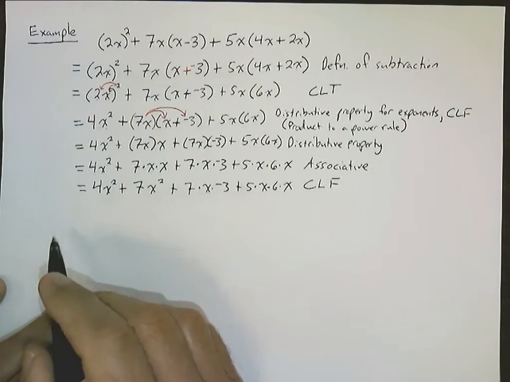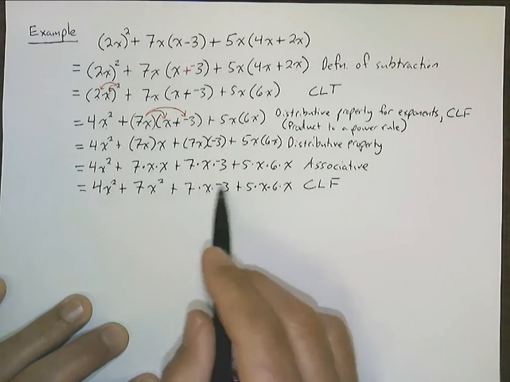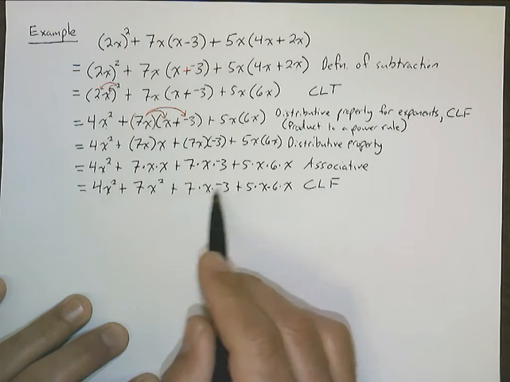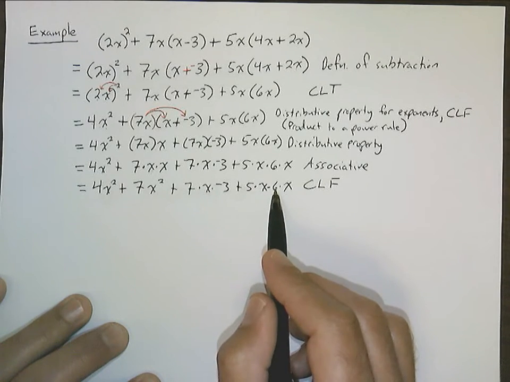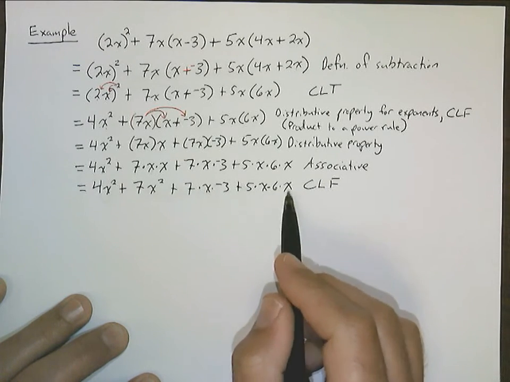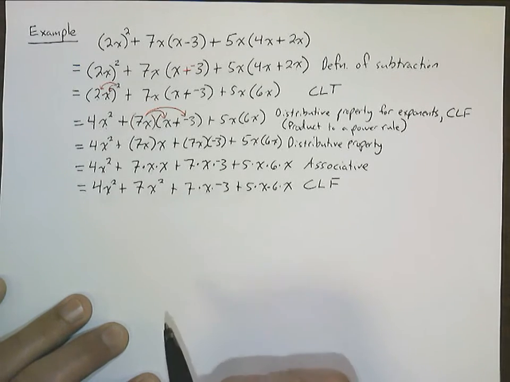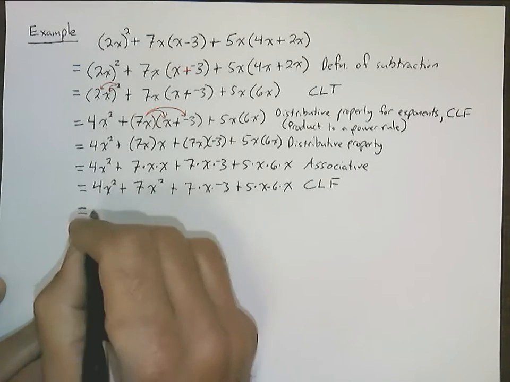Next, we've got some multiplications over here. And we actually, within this term, we've got like factors of 7 and negative 3. They're both constants. We can multiply them together. Over here, we've got a 5 and a 6, like factors, but also an x and an x. But first, we need to get those like factors together within those terms. So we're going to apply the commutative property there.